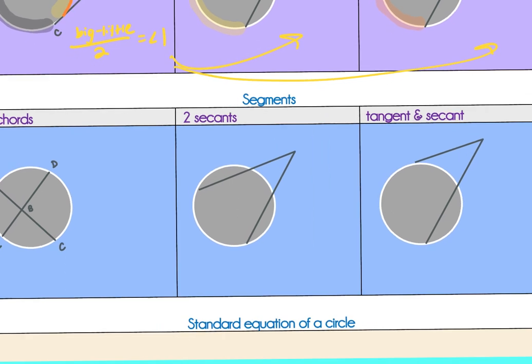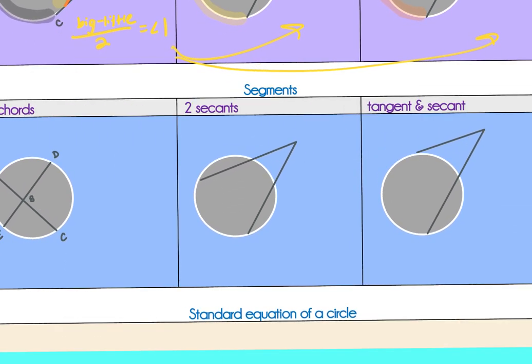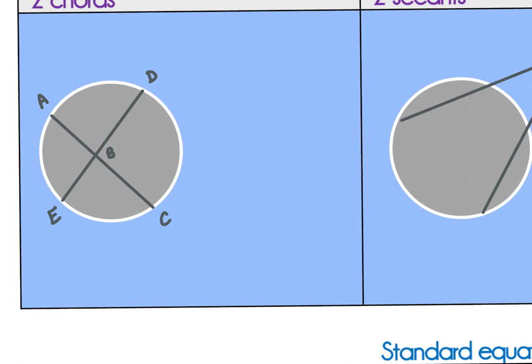All right, then you got the segments. You had 2 chords, 2 secants, and a tangent and a secant. If we're talking about the segments, we multiplied. As far as your 2 chords went, it would be EB times BD equals AB times BC. So you multiply the parts of the same segment. Whatever segment was cut into its parts, you multiply its parts together. You would get given 3 of those 4 parts, and then you would solve for whatever you're missing.